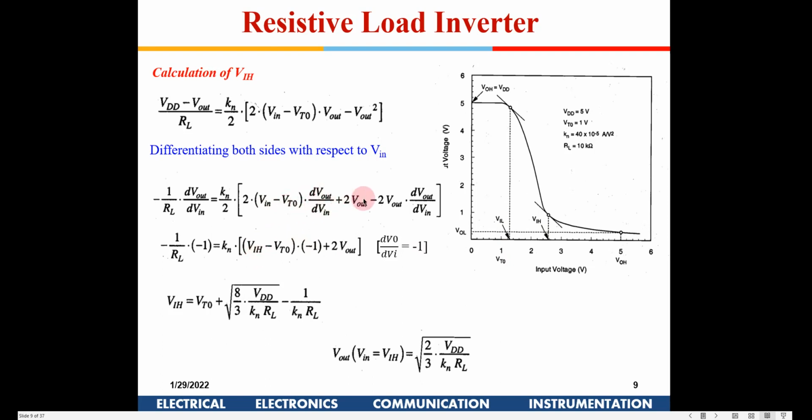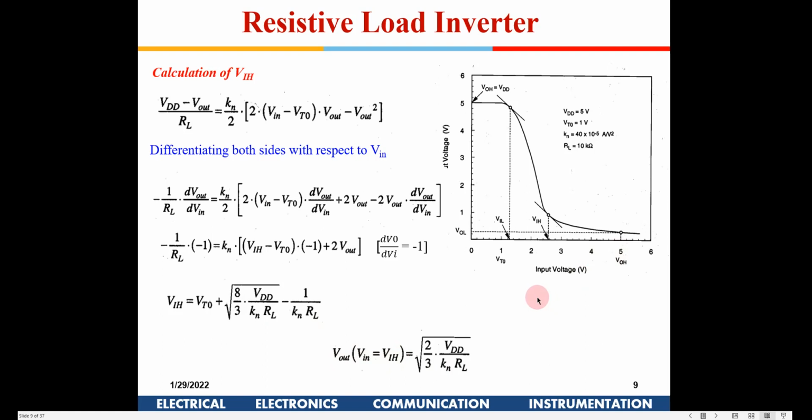Now in this equation V out is available, so we leave it as it is. You get one equation with two variables: VIH and V out. But if you see the initial equation, we can also put V in as VIH there. So you get one more equation with V out as a variable. So you have equation 1 and equation 2, linear equations in two variables. We solve those two equations to get the value of VIH, and once you find VIH, you can find V out also. These are the two equations you get for VIH and the V out corresponding to that VIH.